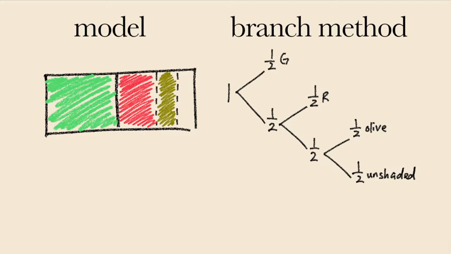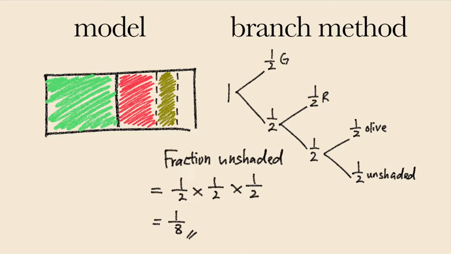All right. Now, a common question would be this. What's the fraction that is unshaded? What fraction of the total is unshaded? Well, if you have to do it on the model side, you have to split everything such that each unit looks the same. And you would end up with 8 units. But with the branch method, it's quite simple.